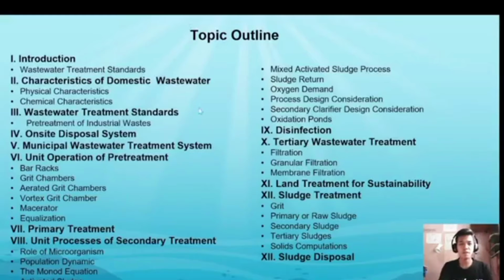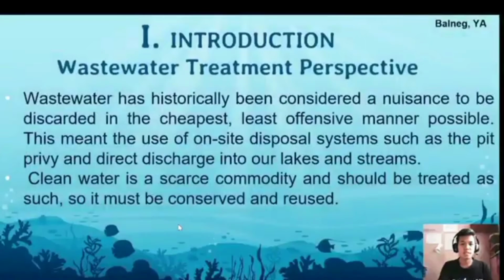So here's our topic outline. The introduction, wastewater treatment perspective. Wastewater has historically been considered a nuisance to be discarded in the cheapest, least offensive manner possible. So what is wastewater treatment?